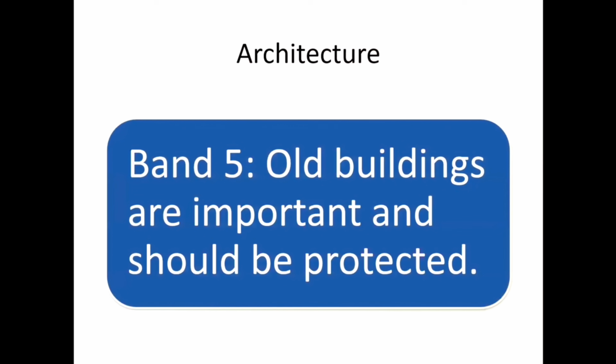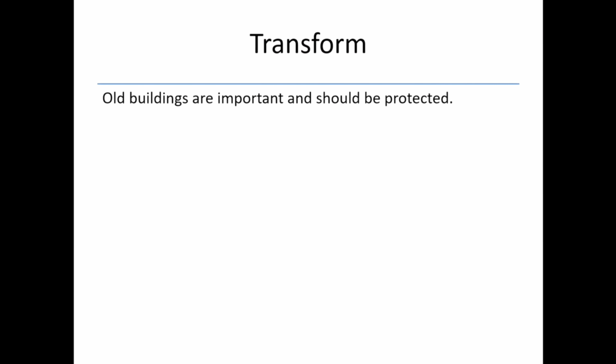Let's check out architecture. So band 5 may say "old buildings are important and should be protected." So you look at that, that's got "should be protected", which is okay. That's passive. It's got "and", but there's a lot of very simple vocabulary. What words would you choose to change in that sentence? And how would you make it more detailed and specific using vocabulary and grammar? So there it is. Let's see what we can do with it.